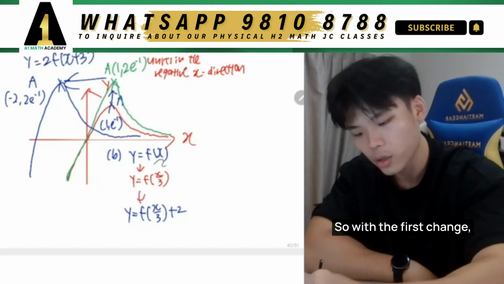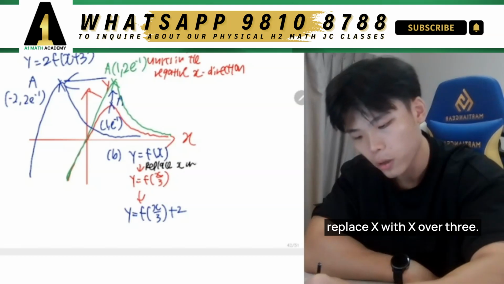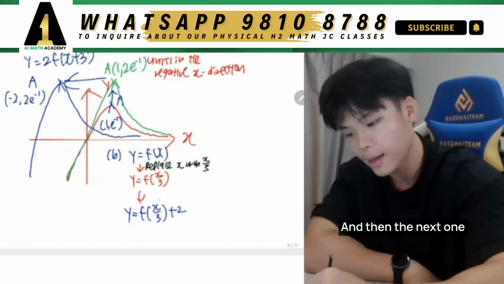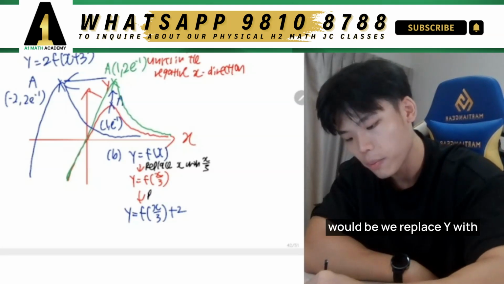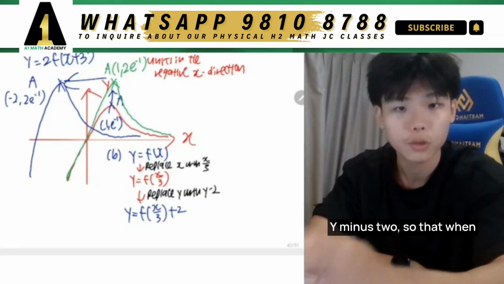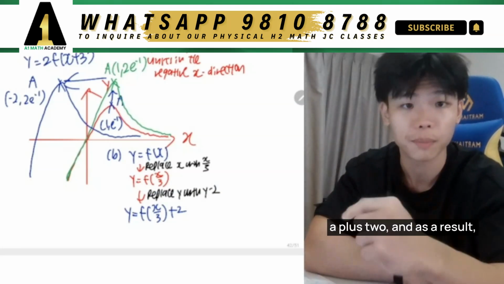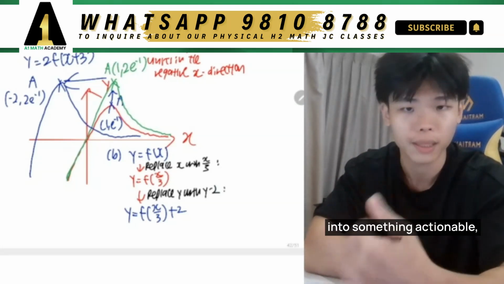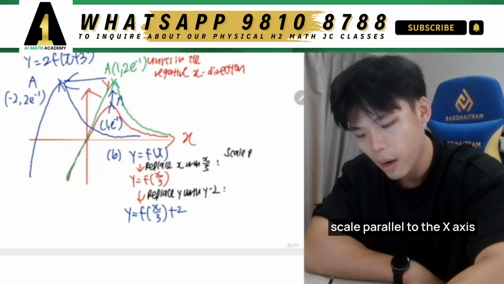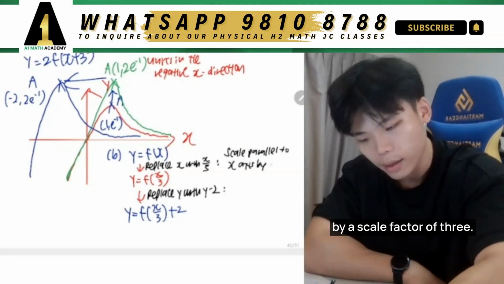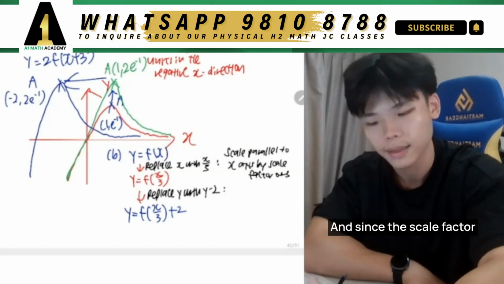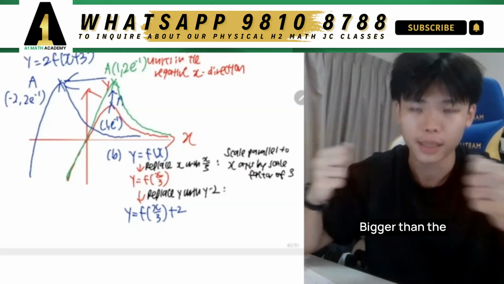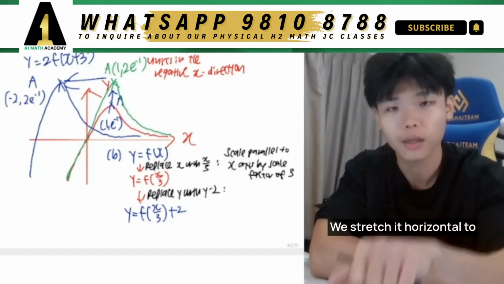With the first change, what we did was replace x with x over 3. So in this case, our scale factor has a value of 3. And then the next one would be we replace y with y minus 2, so that when we bring the minus 2 to the other side, it becomes a plus 2. As a result, the whole graph shifts up by 2 units. So translating this into something actionable, this means that we scale parallel to the x-axis by a scale factor of 3. And since the scale factor in this case is bigger than 1, we expect the graph to be elongated, bigger than the original. We stretch it horizontally, parallel to the x-axis.